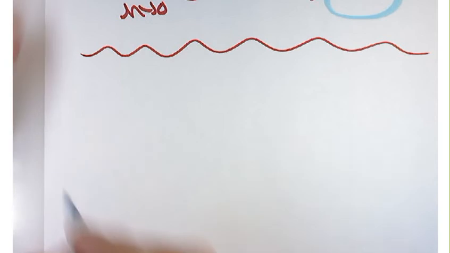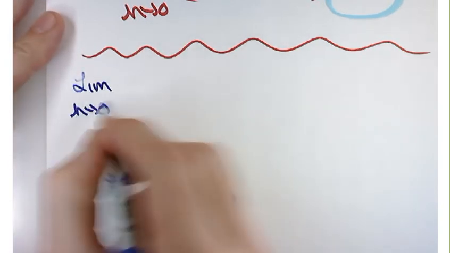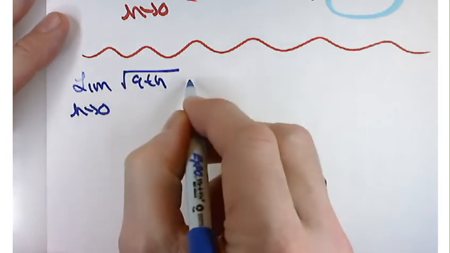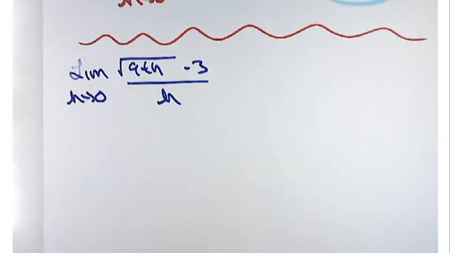So I want to look at the limit as h approaches 0 of the square root of 9 plus h minus 3 over h. Javier, what's the first thing we should try? Yeah, plug in the limit. Does plugging in the limit work for us on this one? No. Still stuck with that 0 over 0 stuff.